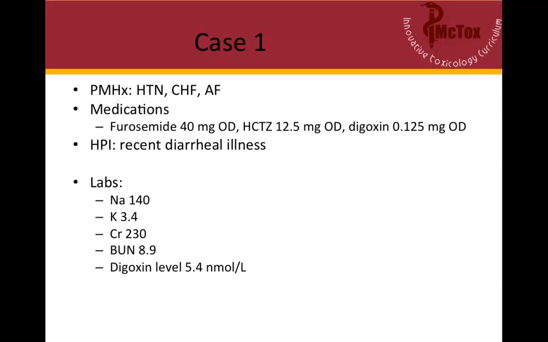We're able to gather some additional information about this patient. His past medical history is significant for hypertension, congestive heart failure, and atrial fibrillation. His medications include furosemide 40 milligrams daily, Digoxin 0.125 milligrams daily, and hydrochlorothiazide 12.5 milligrams daily. The medications have apparently not changed recently. He has, however, had a recent diarrheal illness.